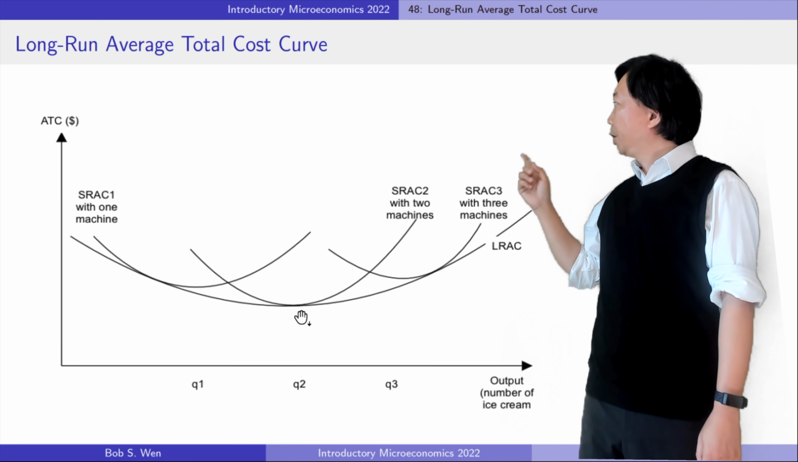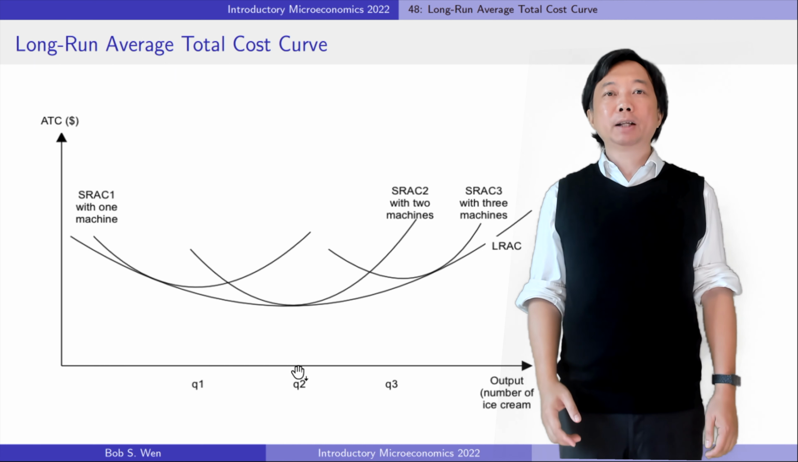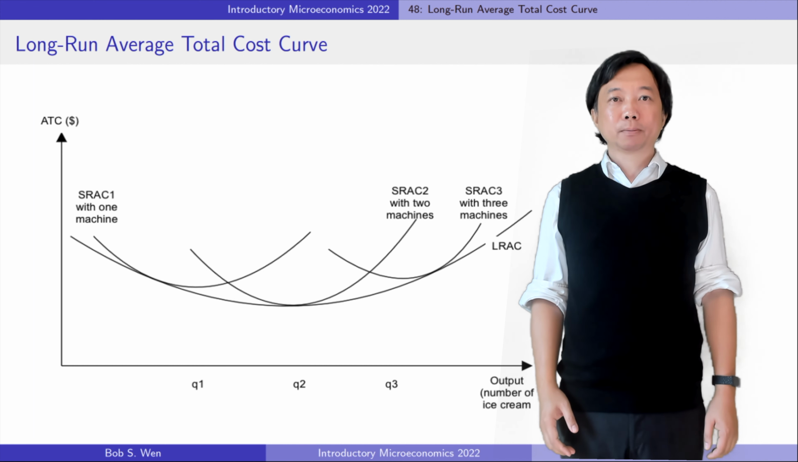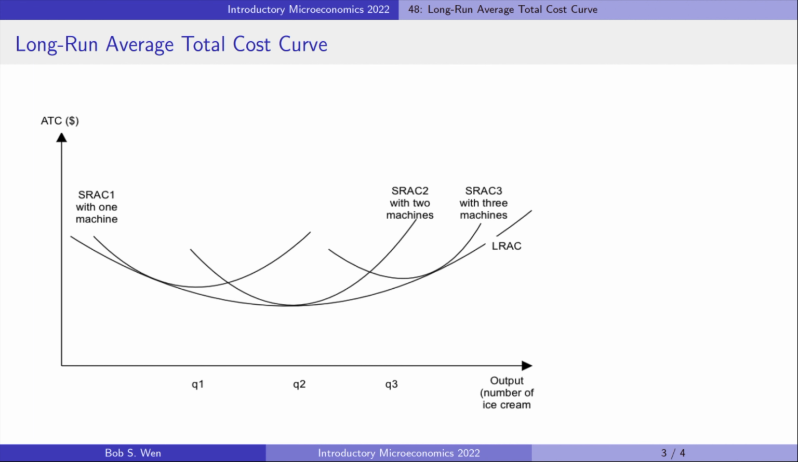In this case, it will purchase two ice cream machines, which leads to the lowest average total cost for all possible output levels. We notice that when the firm changes the capital or the number of ice cream machines, it can reach a lower average total cost in the long run, which is the Q2 output level in our case. But as it continues to increase capital, the lowest average total cost it can reach rises, which corresponds to the Q3 output level in the graph.